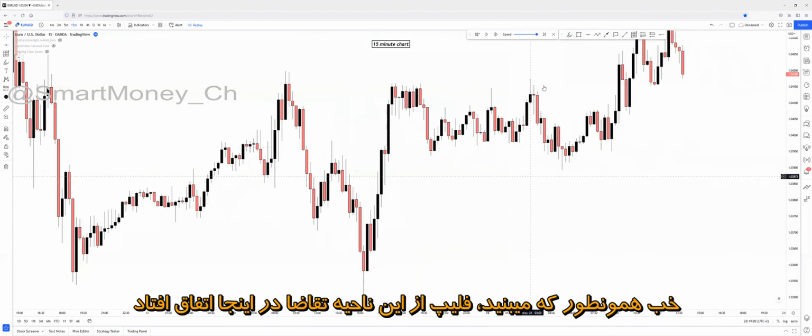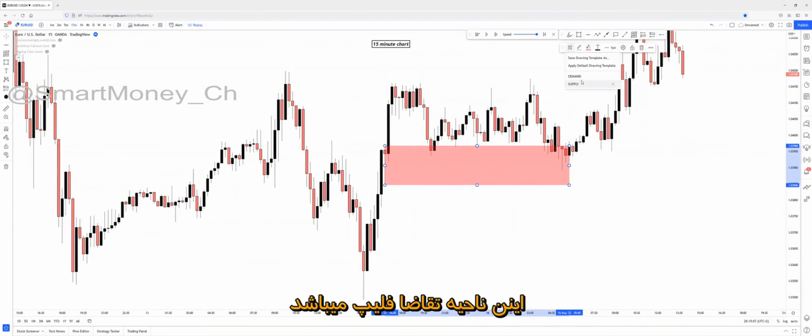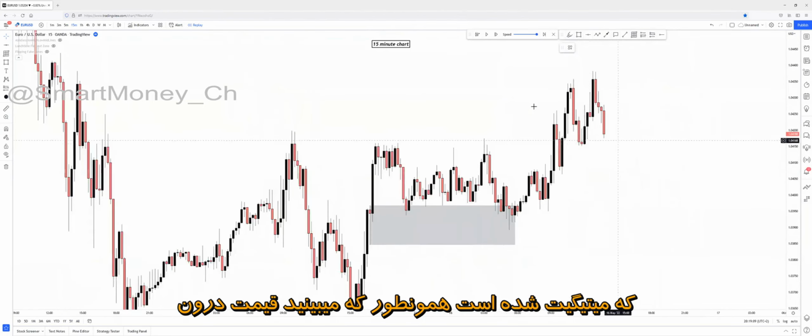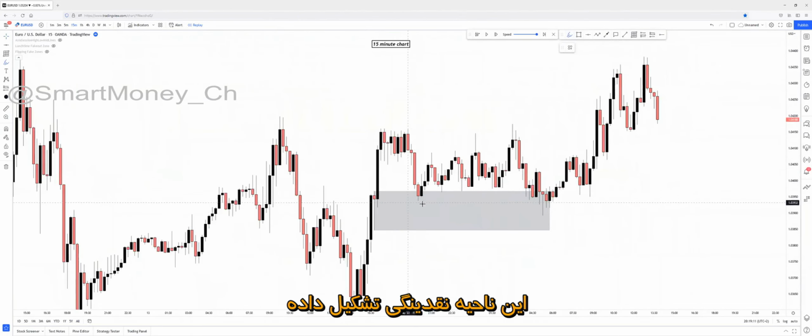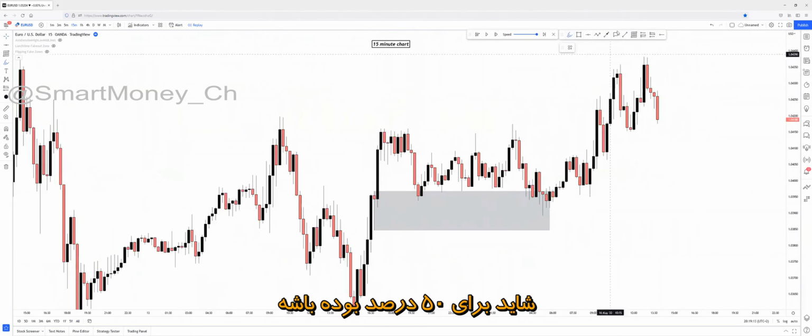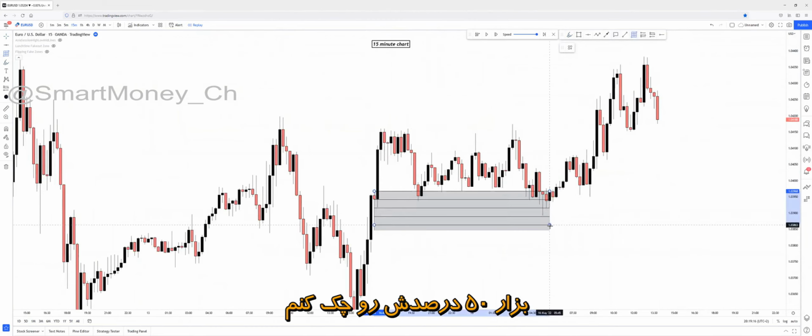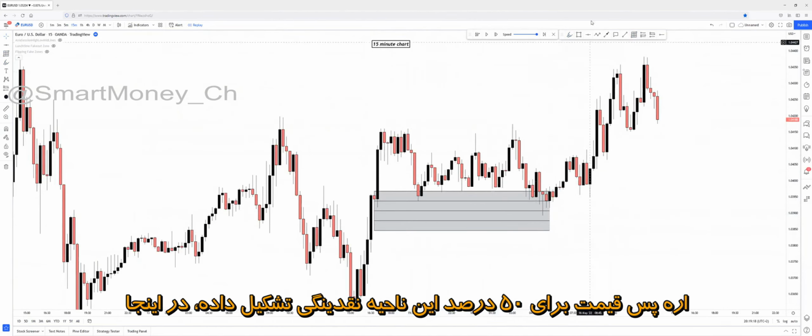Okay, so as you can see, the flip has happened from this demand zone here. This was the flipping demand zone, which has been tapped. As you can see, price built up liquidity for this zone, inside of this zone, maybe for the 50%. Let me just check the 50%. Yeah, price built up liquidity for the 50% of this zone.